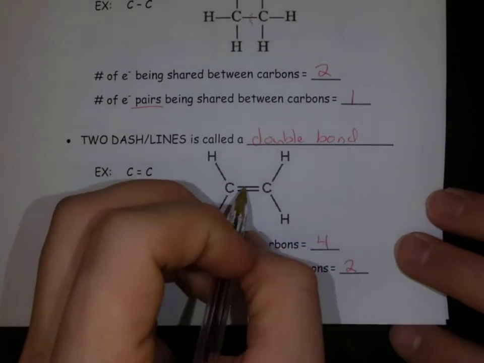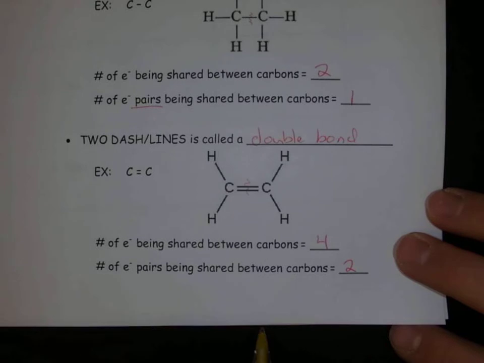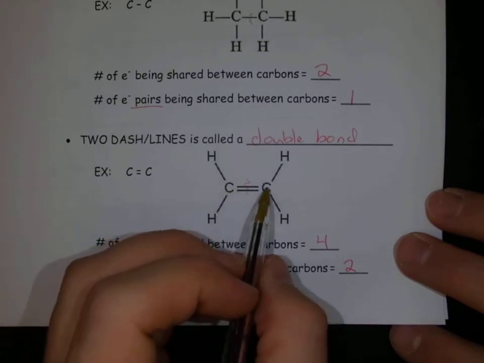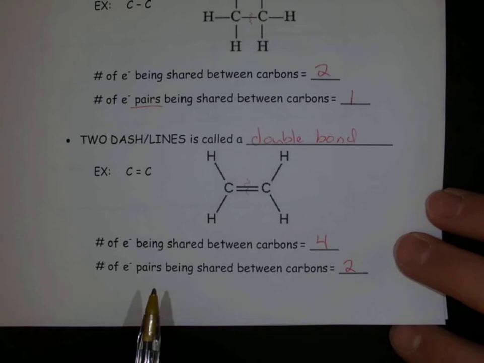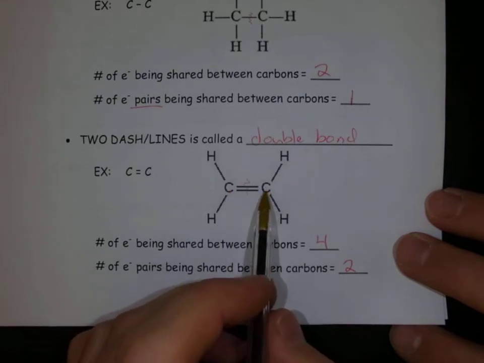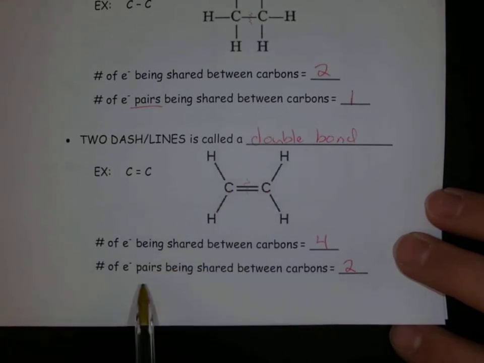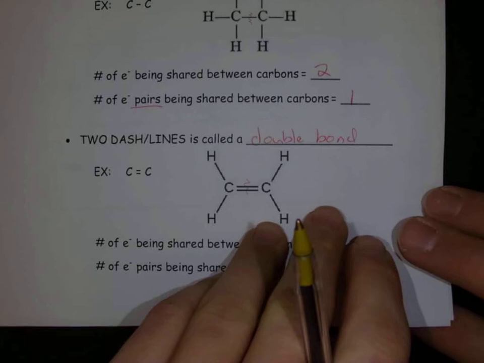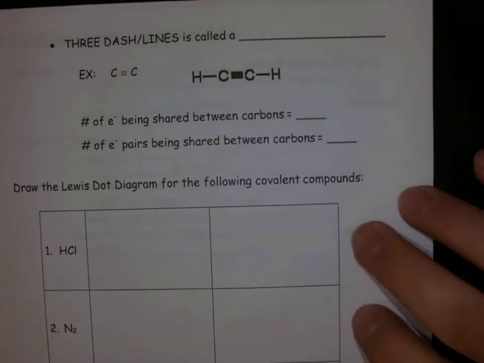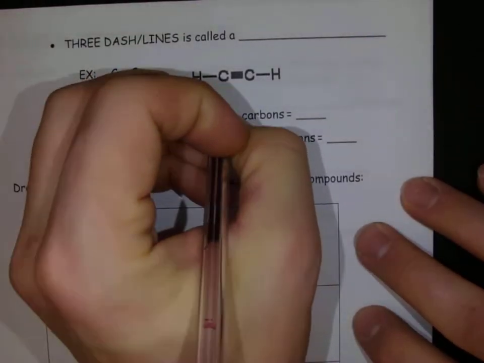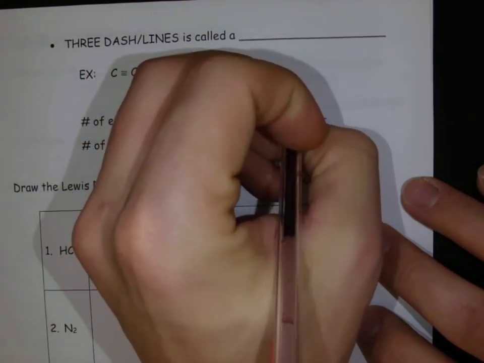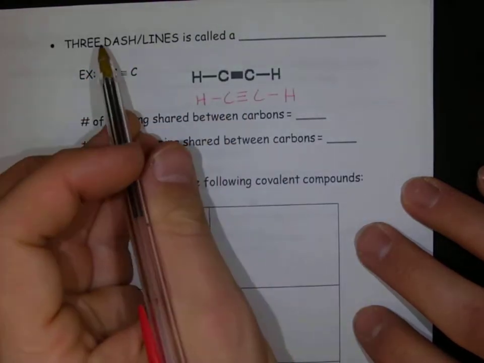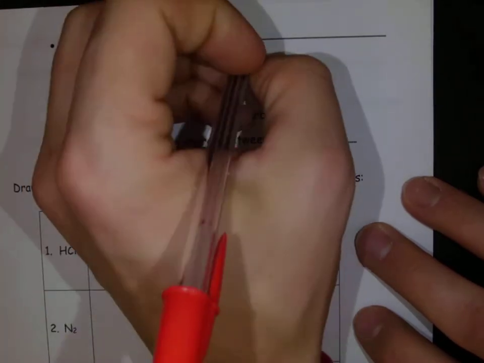So in this case, this carbon contributed two electrons, and this carbon contributed two electrons, and they decided to share each of their electrons. So this C double bond C represents 4 electrons total and 2 pairs. Let's go on to the next page. Here, and this didn't print very well, so I'm going to have to rewrite it. It's going to be H, C, line, line, line, C, line, H. We have 3 lines, so 3 dashes or 3 lines is called a triple bond.